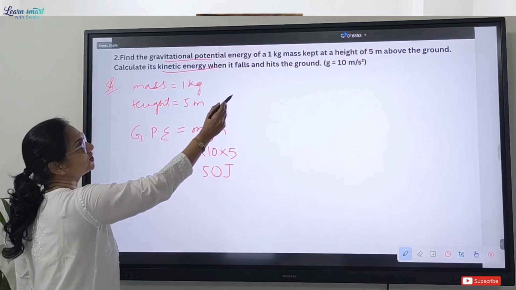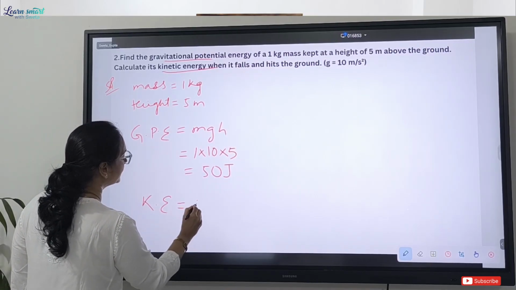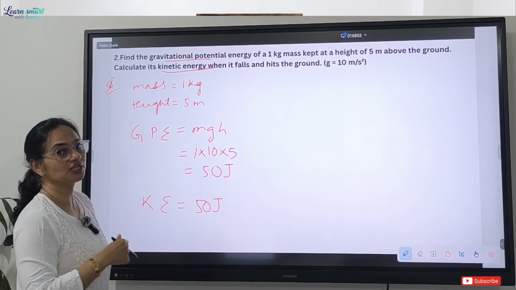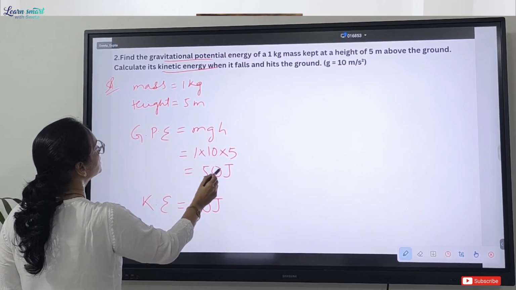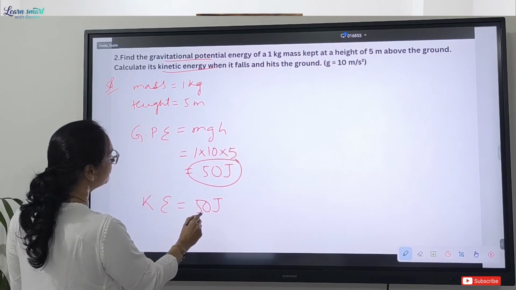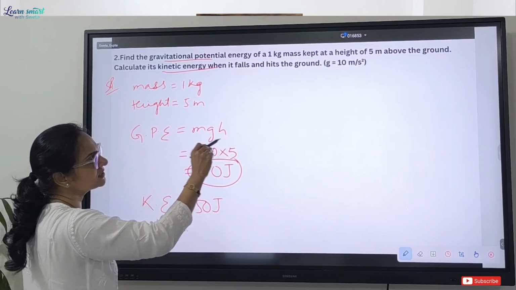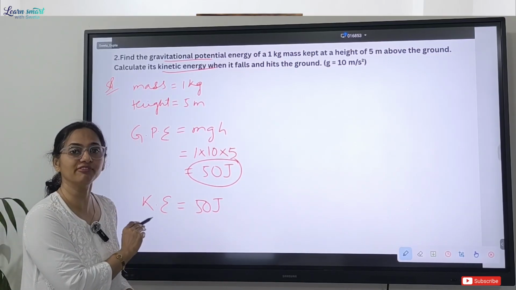Right? Kinetic energy, when it falls and hits the ground, kinetic energy will be the same, that is 50 joules. Why? Because the same potential energy is converted to kinetic energy. So whatever was the potential energy, 50 joules, that same will be the kinetic energy, that is 50 joules, when it falls and hits the ground. This is according to the law of conservation of energy.